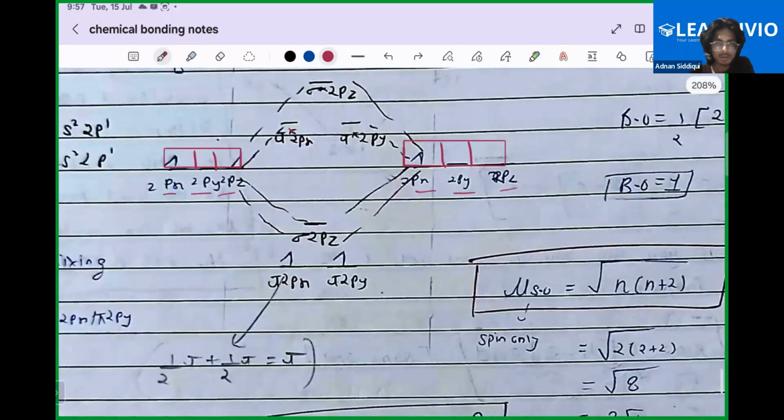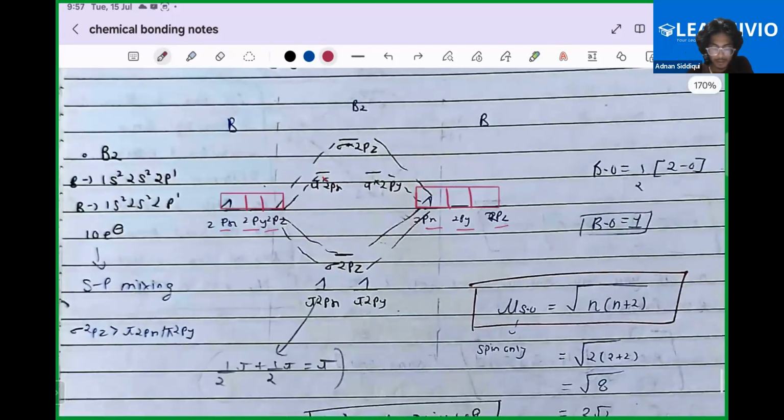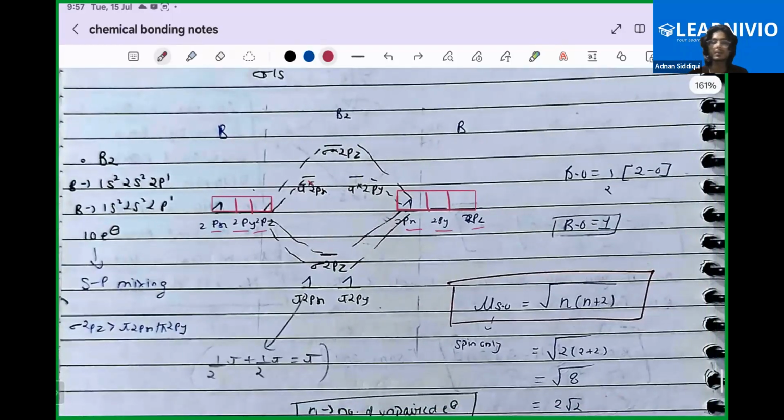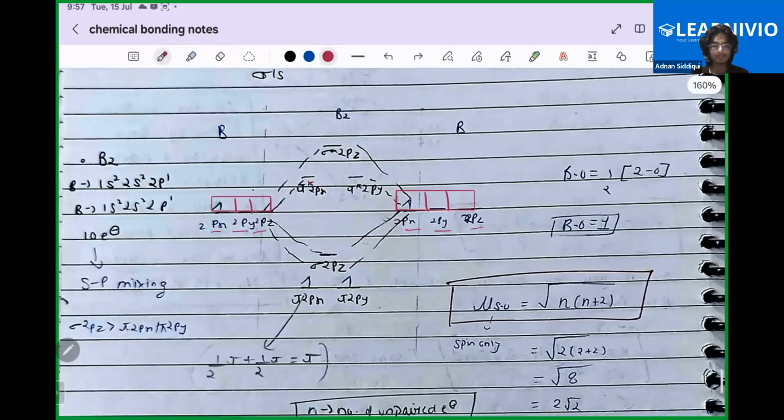So you have two electrons. Sigma 2pz is having slightly higher energy, so it is a bit unstable. What is the LUMO? LUMO means lowest unoccupied molecular orbital. The LUMO is sigma 2pz.